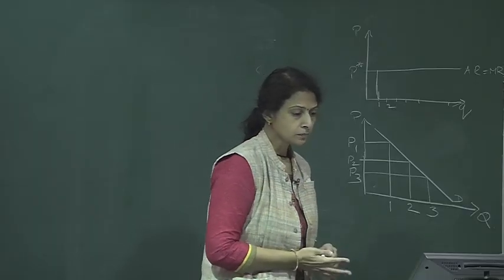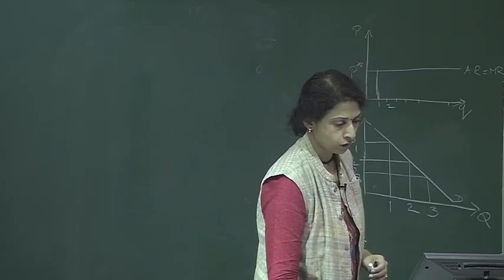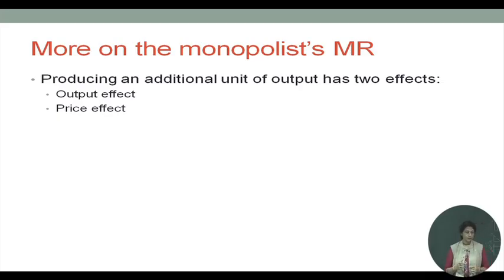So, let us explain a little more. More on the monopolist's marginal revenue. Producing an additional unit of output has 2 effects, that is the output effect and the price effect. Let me explain.